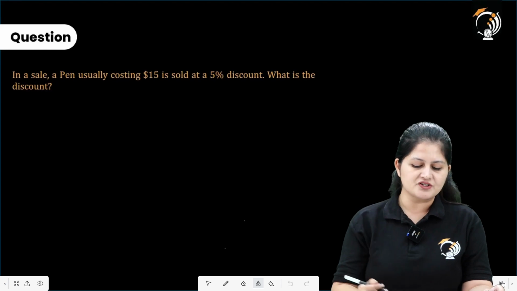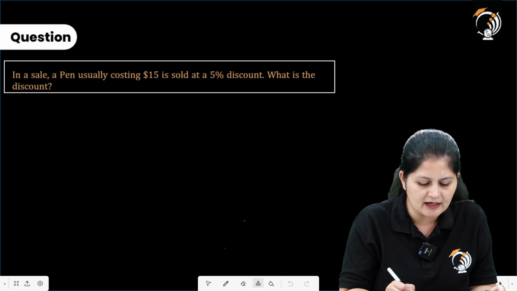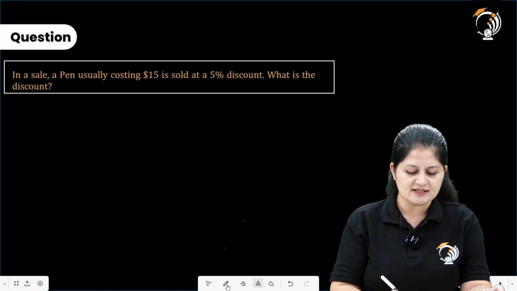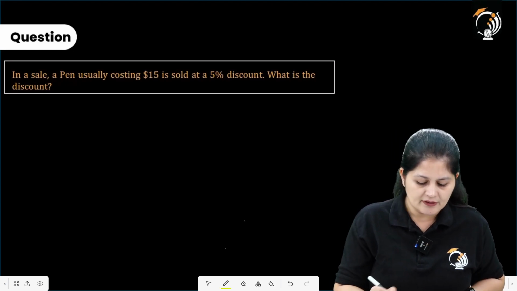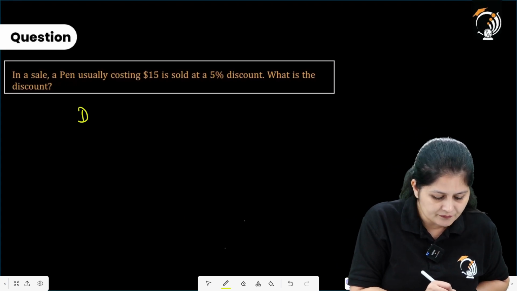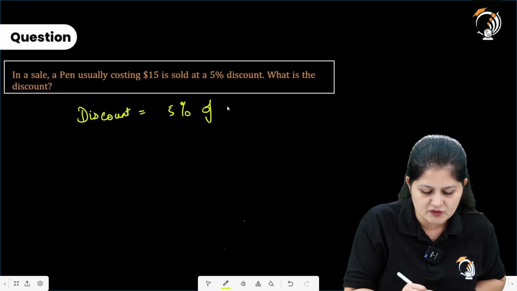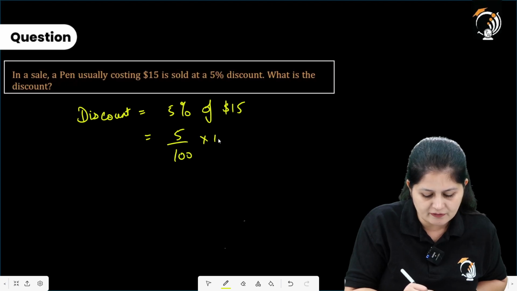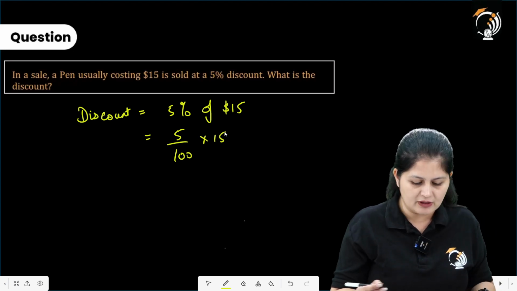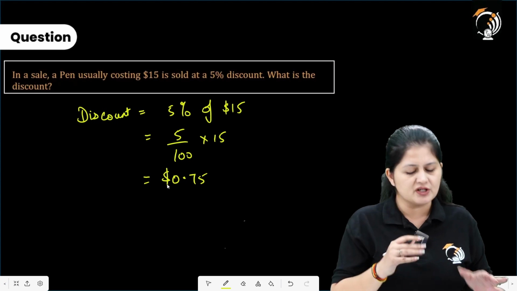If we talk about a question here which says, in a sale, a pen usually costing $15 is sold at a 5% discount. What is the discount amount? So we need to find out what is going to be the discount amount here, right? So the discount will be 5% of the initial cost, which is $15. So let's calculate. It is 5 over 100 multiplied with 15. So the discount that we are going to get is $0.75.